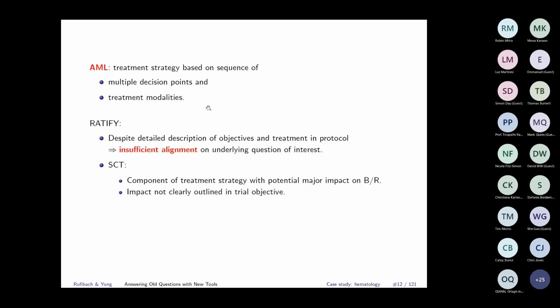AML, as we have seen in the diagram, is a disease with a treatment strategy that's based on a sequence of multiple decision points and treatment modalities. So in combination with chemotherapy, you have SCT.